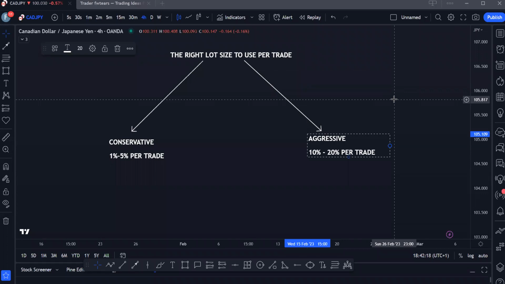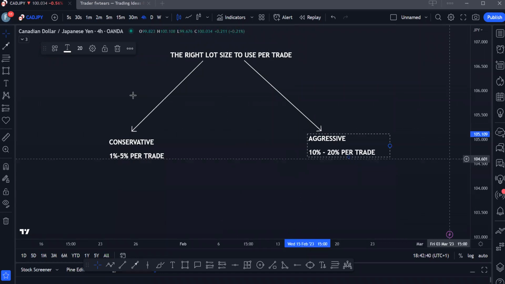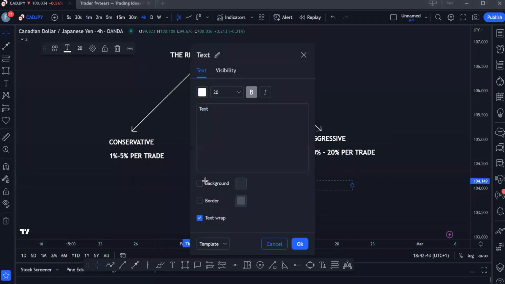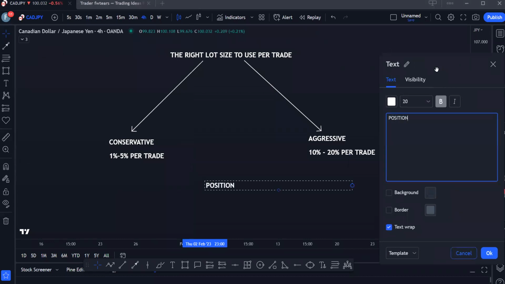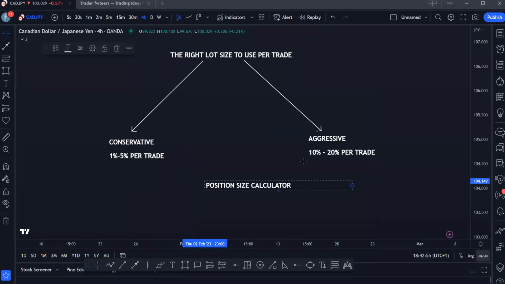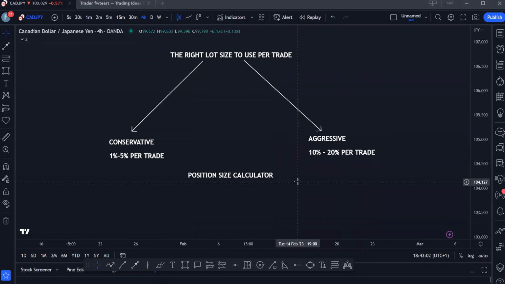So let's talk about how you determine the right lot size to use once you decide on the risk per trade that you want to use. You yourself have to decide: what is my risk on this account? What's my risk on that other account? Once you decide, let's talk about how to determine the lot size to use. So we're going to be using a tool called the position size calculator. This is a tool that will help us determine the right lot size that we should be using.